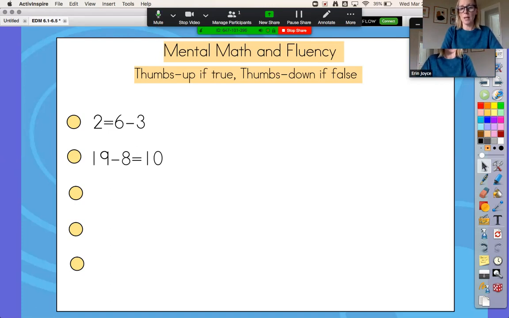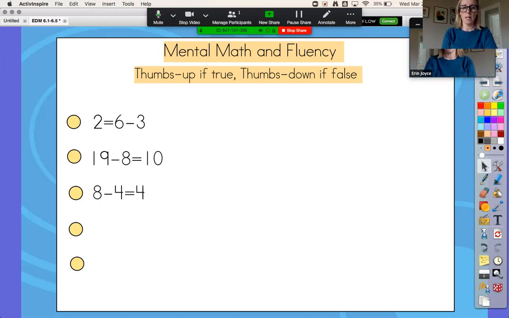Now, if you still weren't sure what the best strategy was for doing this, and you don't maybe have a number grid in front of you, I would put 19 in your brain, and you would count back 8 using your fingers. So you'd go like this: 19, then you're going to go 18, 17, 16, 15, 14, 13, 12, 11. And I'm stopping when I've put up 8 fingers because I'm taking 8 away. And I'm going to remember the last number I said, which was 11. So 19 minus 8 is 11, not 10.